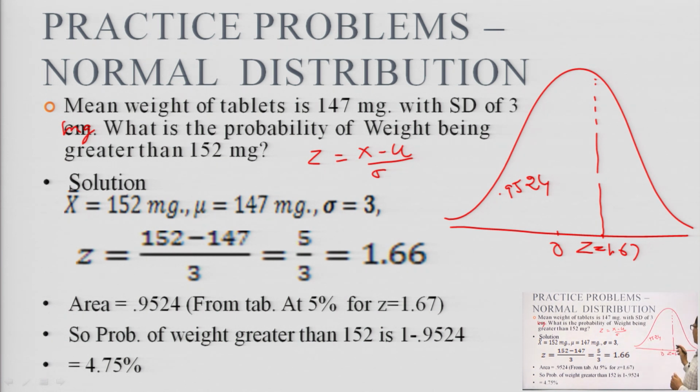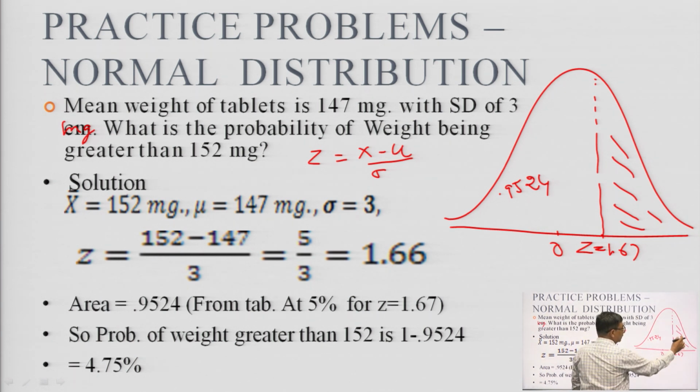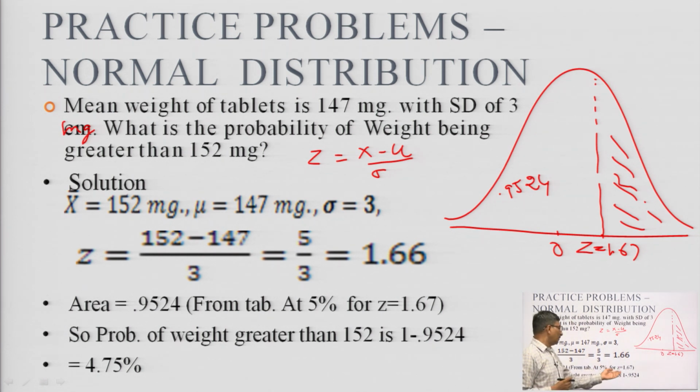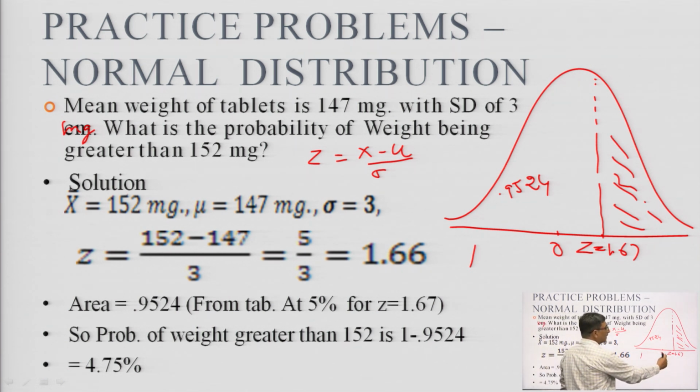So for this we need this area, for which the value of z is more than 1.67. We need this area to find the probability of more than 152 milligram, because I explain again: if the value of z is 1.67, the area under the curve is 0.9524. And what we have to find is the probability when the weight is more than 152 milligram, that means we need the area for which the z value is more than 1.67, so we need this area.